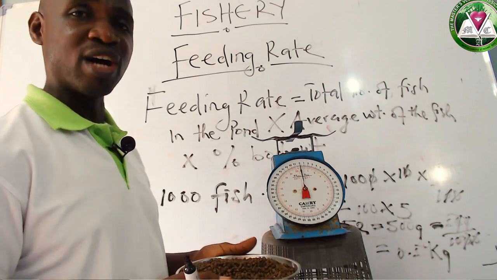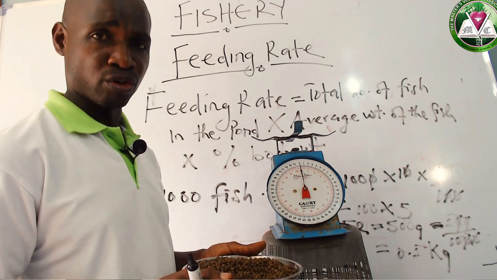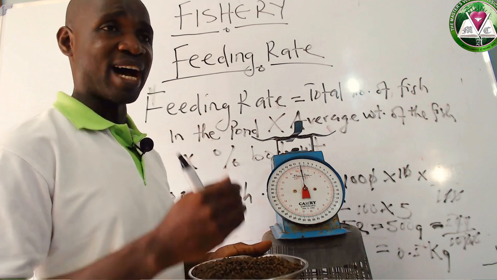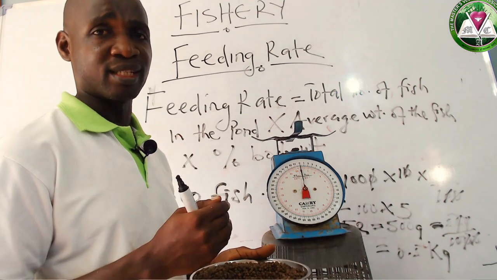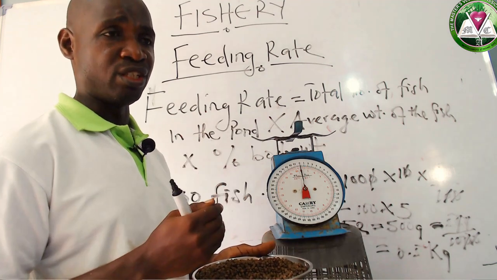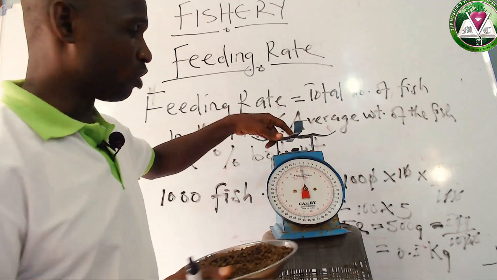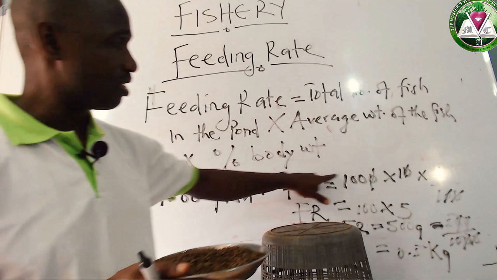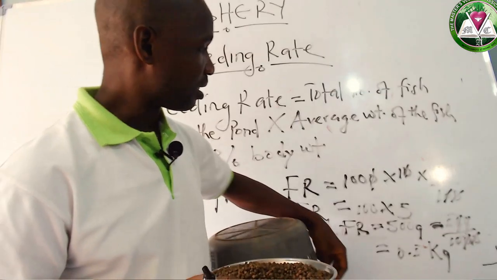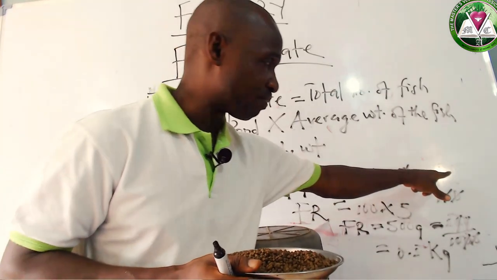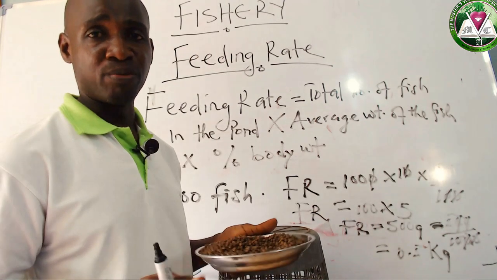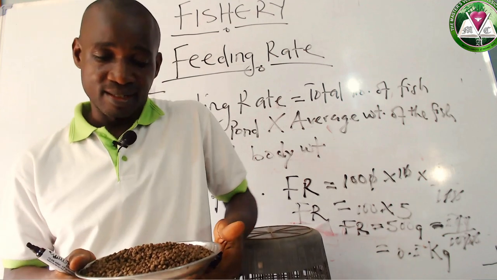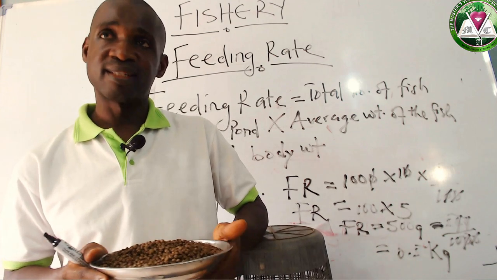Supposing you have 1,000 fish in your pond, what is the feeding rate, if you are giving it at 5% body weight and the average weight of the fish is 10 grams? We looked at the formula. FR here is 1,000 times 10 times 5 over 100, and that gave us 0.5 kg. That is it on feeding rate.